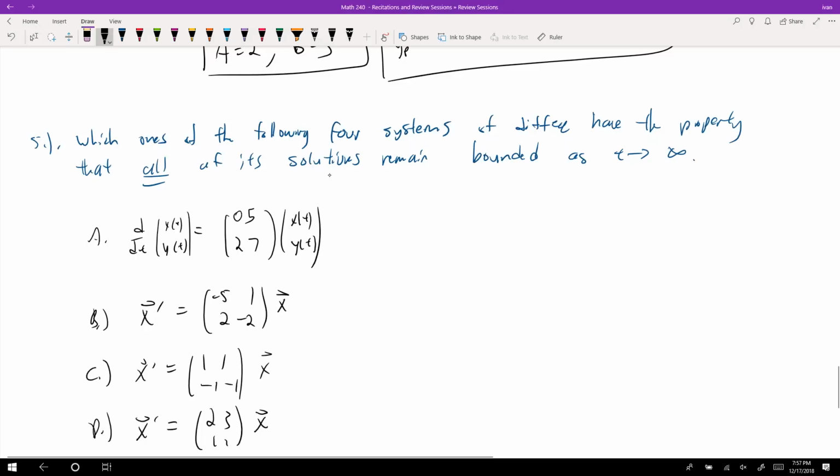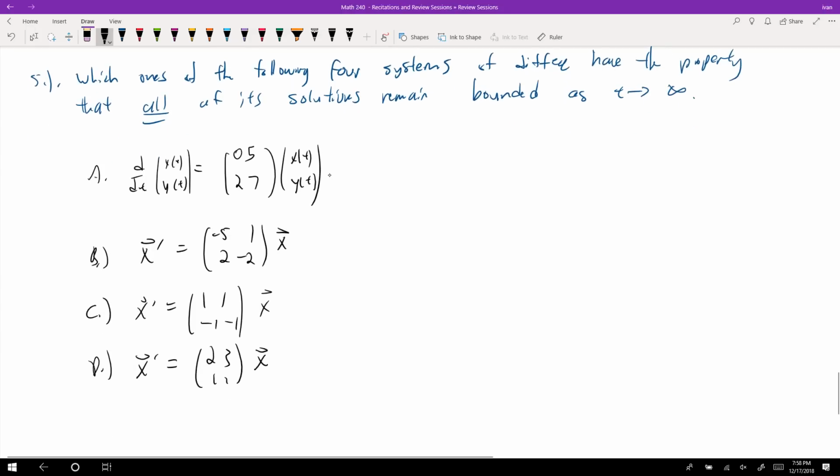Okay, so I guess the big question coming into this problem is, how do you know if a solution is going to be bounded? What are we looking for? Negative eigenvalues, right? That's one of them. What else? Well, what if they're imaginary? Then what? Yeah, the real part has to be negative. If you have a plus bi or a minus bi, if a is negative, then that thing will remain bounded because of the e to the ax part. So when we're looking for bounded stuff, we're looking at eigenvalues.